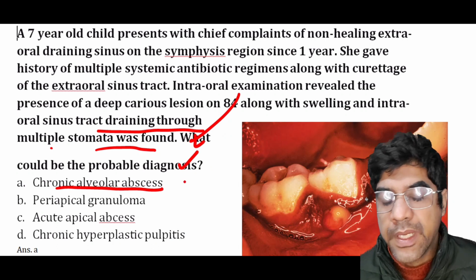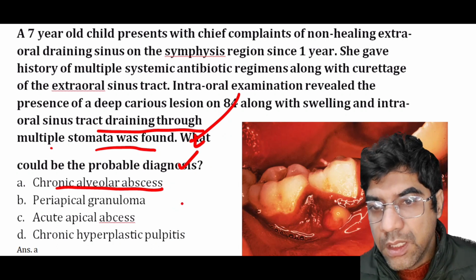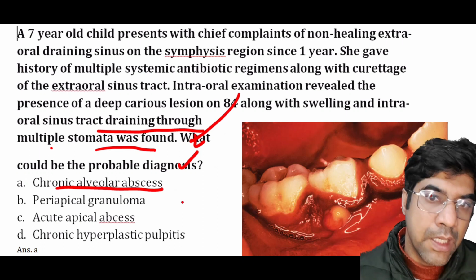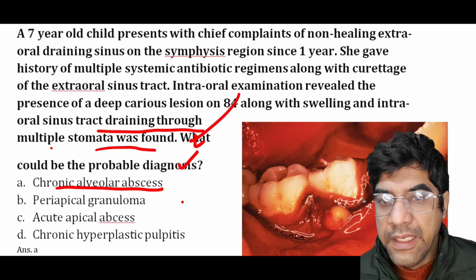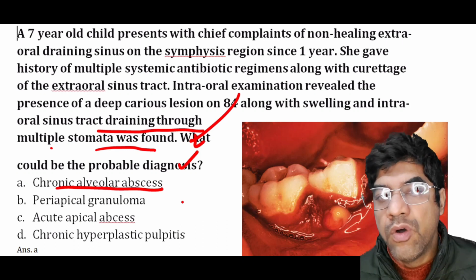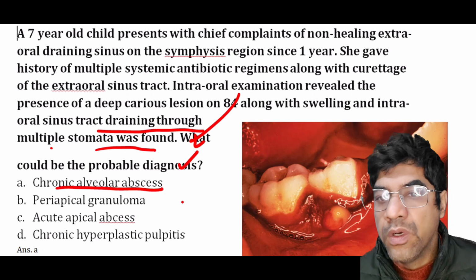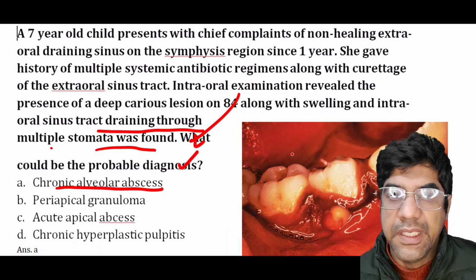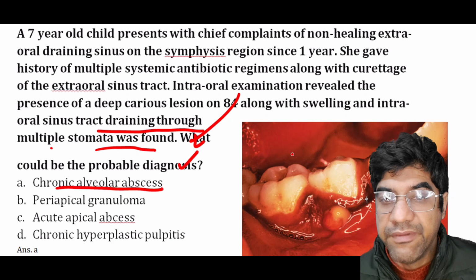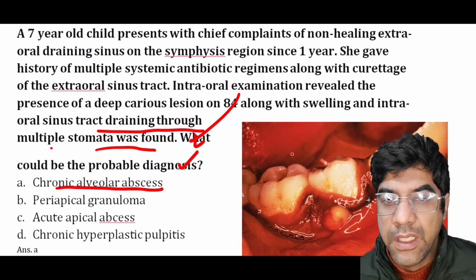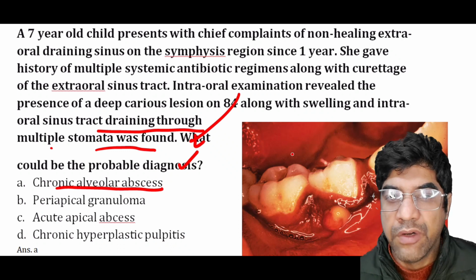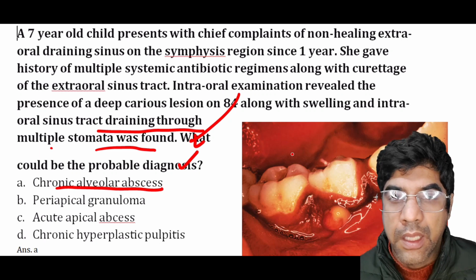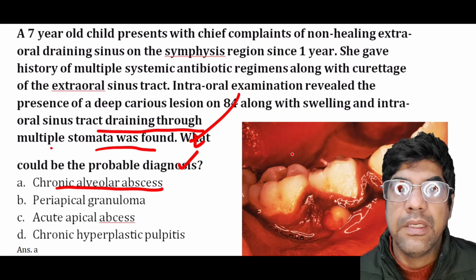Option B is periapical granuloma. Remember, it is a localized mass of chronically inflamed granulation tissue that is formed at the apex of a non-vital tooth. Acute apical abscess is characterized by rapid onset of severe pain, swelling, and formation of abscess. The chronic nature of the symptoms described in this case, along with the history of 1 year duration, makes acute apical abscess less likely.